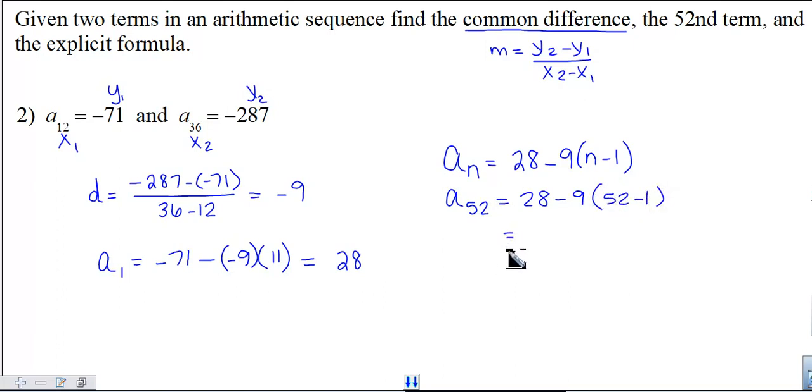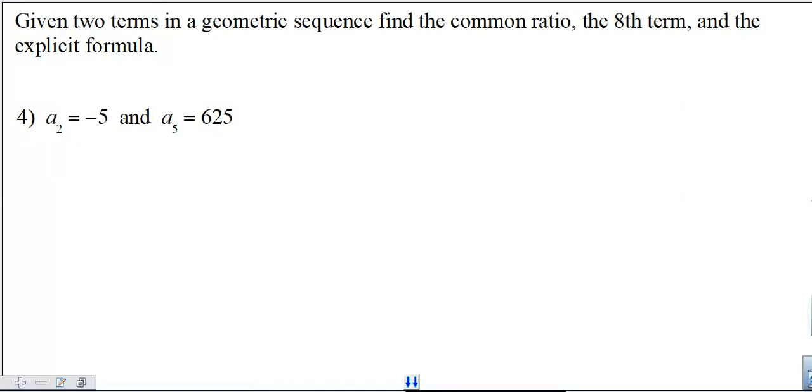Once you simplify this, you're going to find out that the 52nd term is -431. Now that I've done 2 examples for arithmetic sequences, I would like to do 2 examples for geometric sequences. You can see they're asking us to find the common ratio. We're also going to write an explicit formula, and then we'll use that explicit formula to find the 8th term.